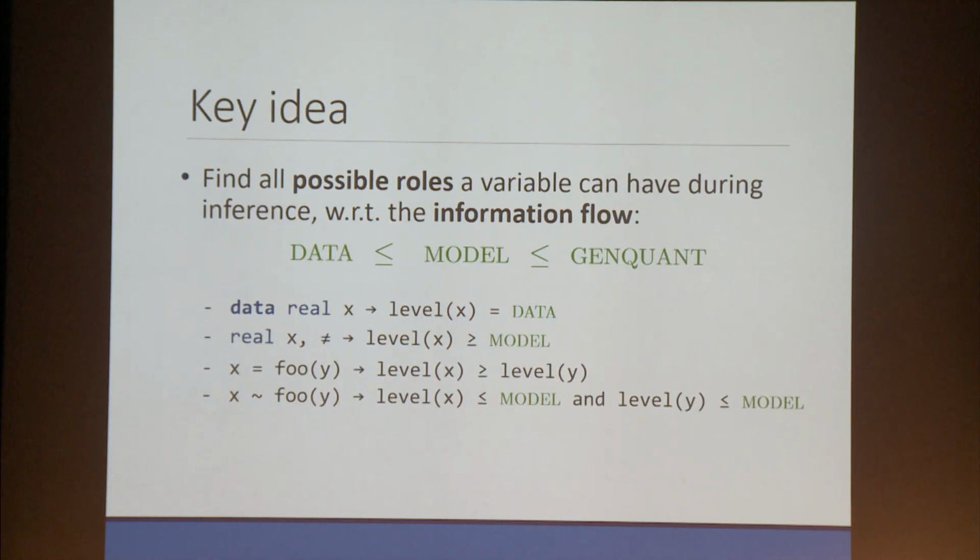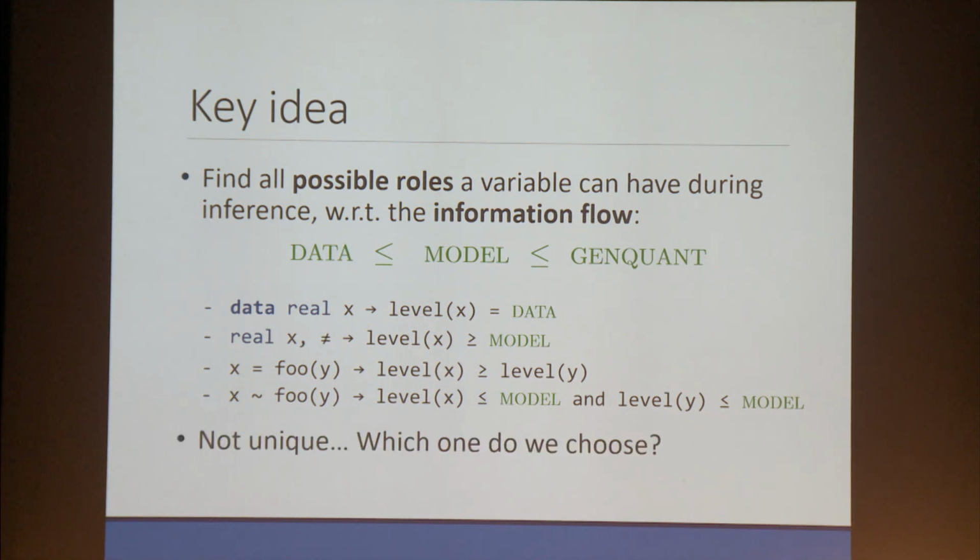And now the key idea behind SlicStan is to develop a type system that imposes constraints on the levels that variables can have, and figures out all the possible roles that a variable can have during inference based on these constraints. So the constraints would be something like, obviously, if a variable is declared as data, it needs to be of level data, but also if x equals f of y, then the level of x needs to be greater or equal to the level of y, and so on. So a bunch of things like that.